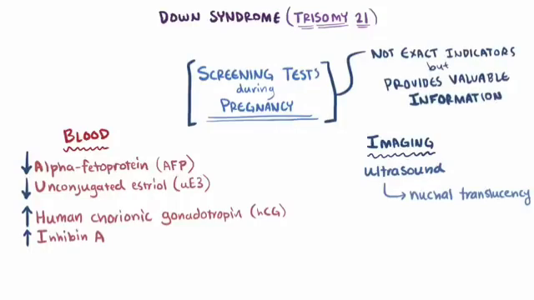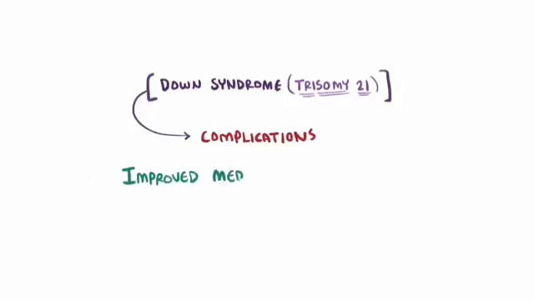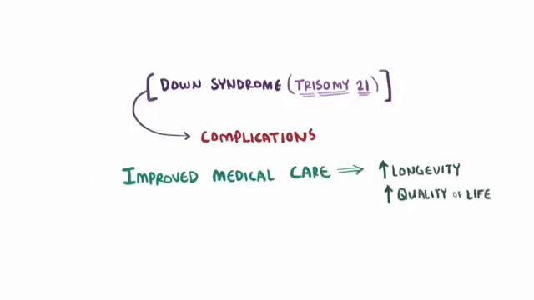Even though there's a long list of complications and hardships for people with Down syndrome, improved medical care has led to a much greater longevity and quality of life. Many individuals with Down syndrome are able to thrive and lead full lives.